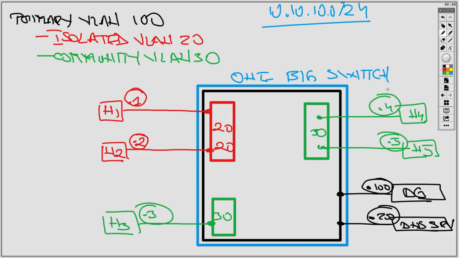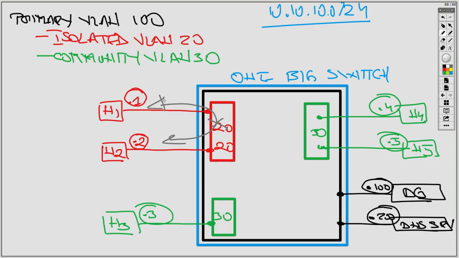So following the rules which were stated before, I'm going to use the color orange. It means that host 1 and host 2 cannot speak in between. Because I'm left out of colors, I'm going to use this color. So host 1 and host 2 cannot speak in between because they are members of the isolated VLAN.